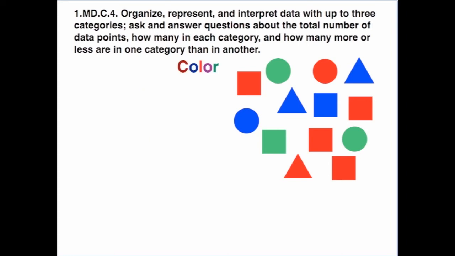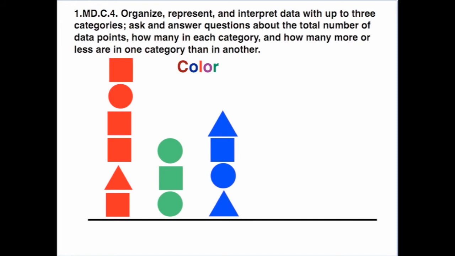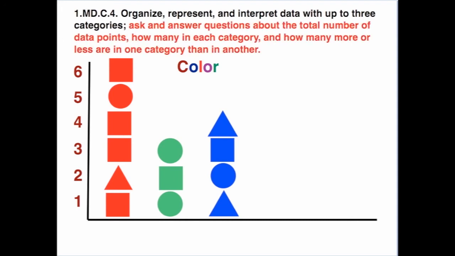Let's say we're going to organize these by color. So we have our reds, we have our greens, and we have our blues. Again, we totally disregard the shapes because that is not how we're categorizing these. We're doing this by color. Let's go ahead and fill in our vertical segment and our numbers. And now we can go ahead and ask and answer questions like the standard says, again, about the total numbers. For example, how many green ones do we have? Or questions like how many more reds do we have than blues?